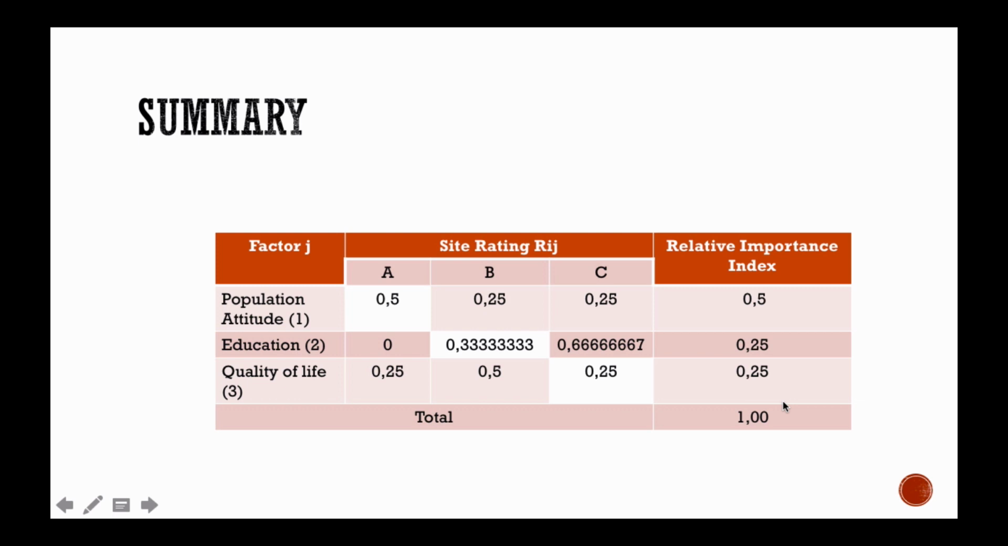So the summary here, we have got the relative importance index. So this is the summary. For the population attitude, A is the higher one with 0.5, and for the education, C is the higher one, and for the quality of life, B is the higher one with 0.5. The relative importance index is 0.5, 0.25, 0.25, and 1 is the total of the relative importance index.